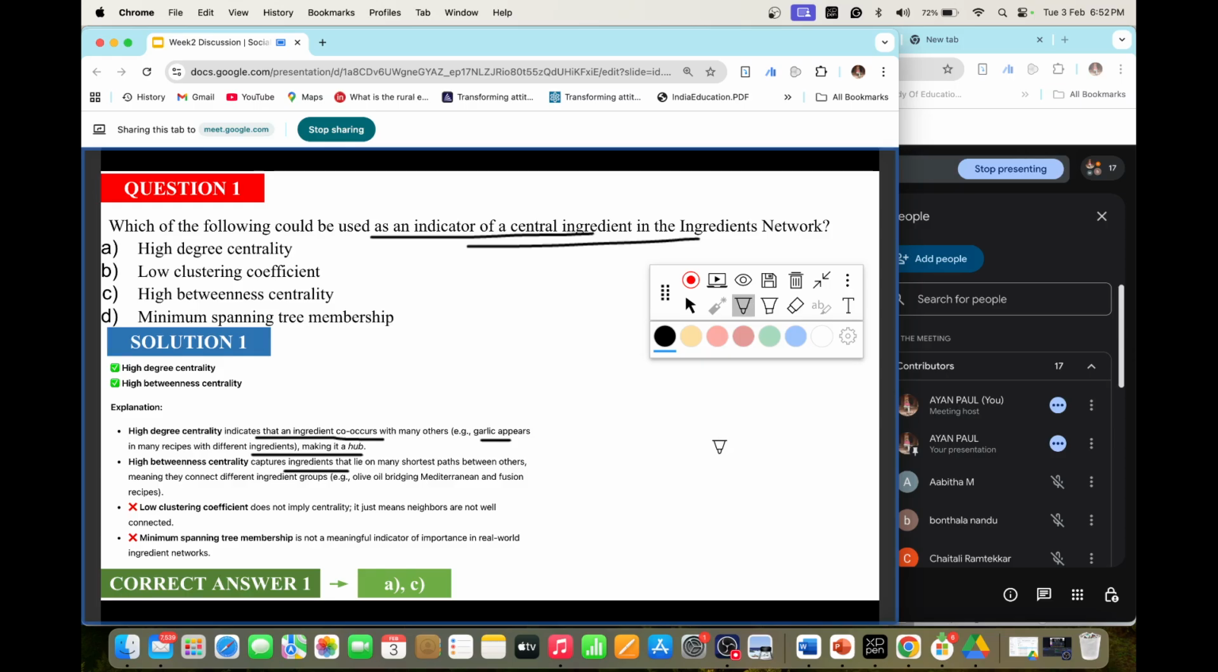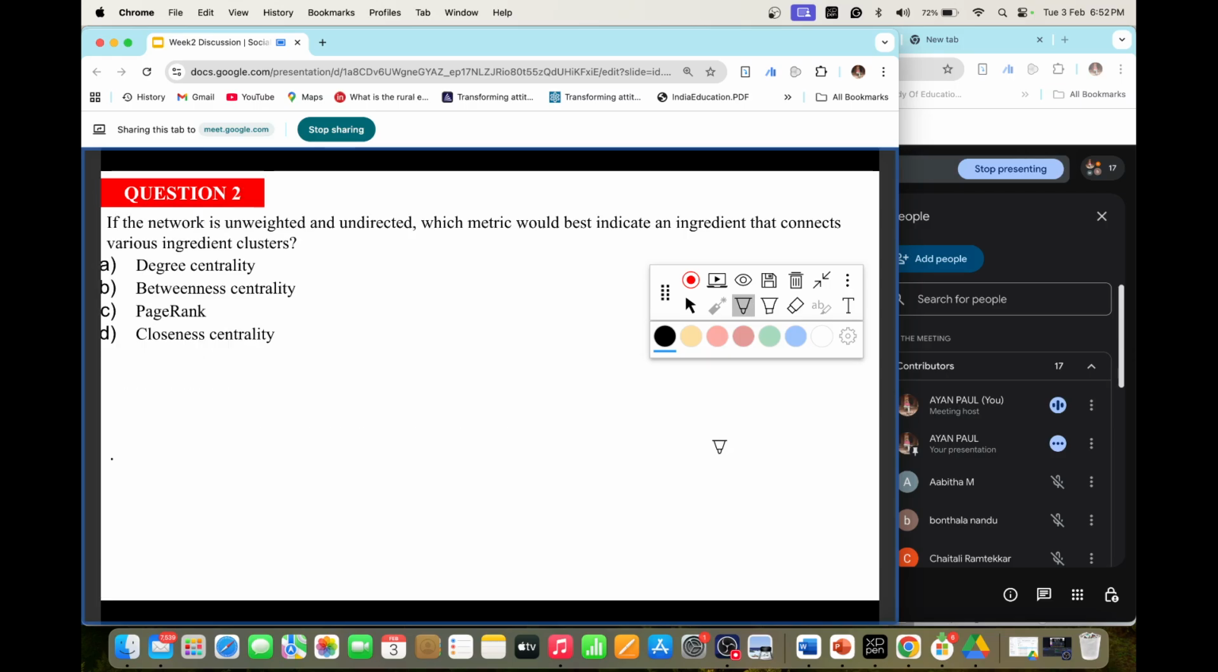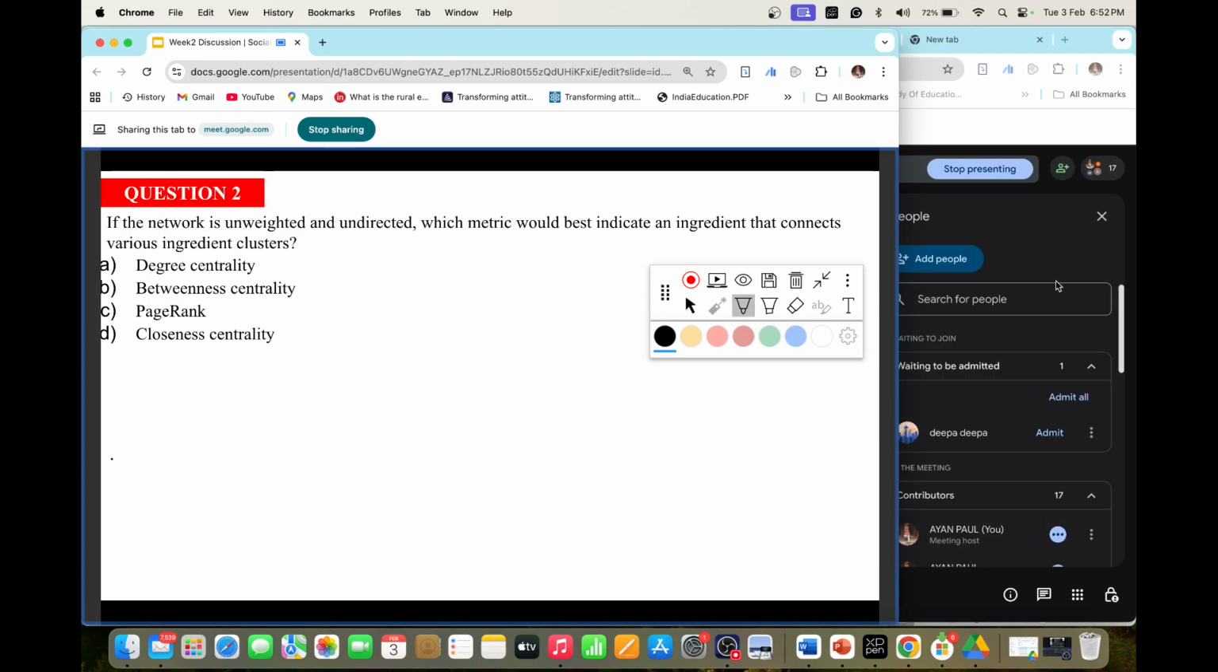Okay. So let's move on to the next question. If the network is unweighted and undirected, which metric would best indicate an ingredient connect?